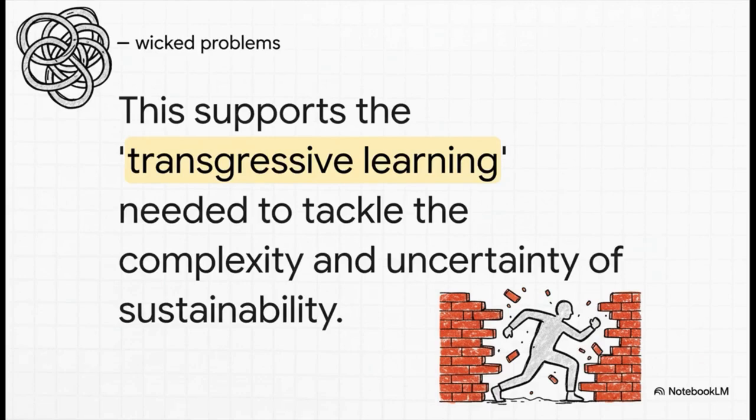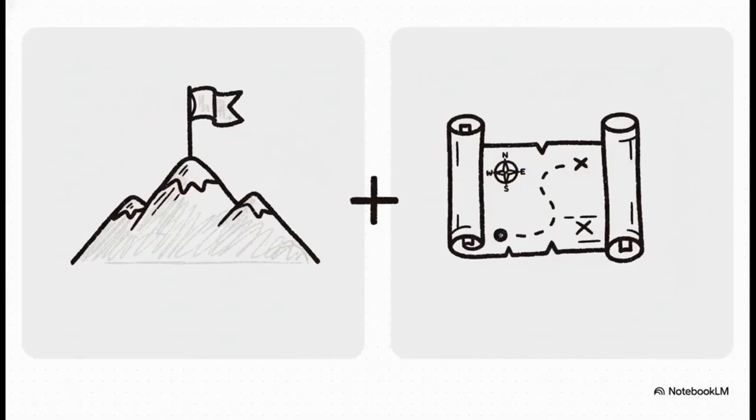So here is how these two frameworks fit together beautifully. Theory of change gives us our destination. It makes us get crystal clear on the outcomes we're aiming for. Activity theory gives us the map. It helps us understand the terrain and the messy real-world process of how change actually happens within a system.